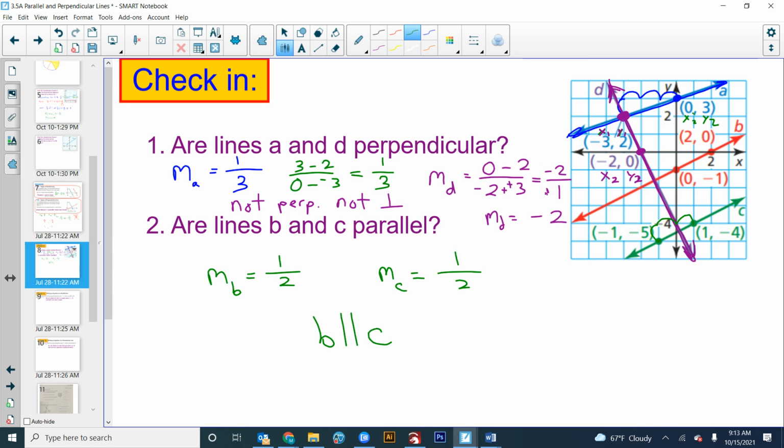Is B parallel to A? Why not? That doesn't have the same slope. A had a slope of 1/3, didn't it? And 1/3 and 1/2 are not the same. Very good.